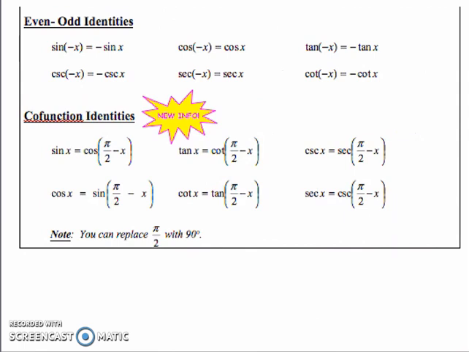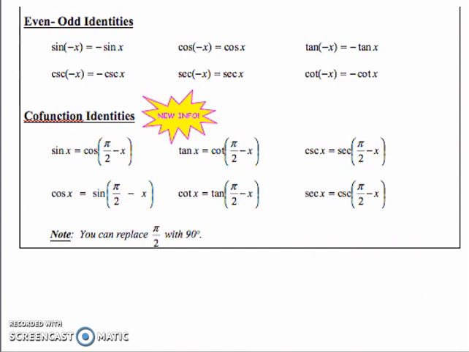Then we have our even-odd identities. We learned these in a previous chapter, chapter 5 actually, that sine of negative x is equal to negative sine x. That's because of the shape of sine. Cosine of negative x is equal to cosine x. Tangent of negative x is negative tangent x. And then their reciprocals have the same behavior. Cosecant is also negative, secant is positive, and cotangent is negative.